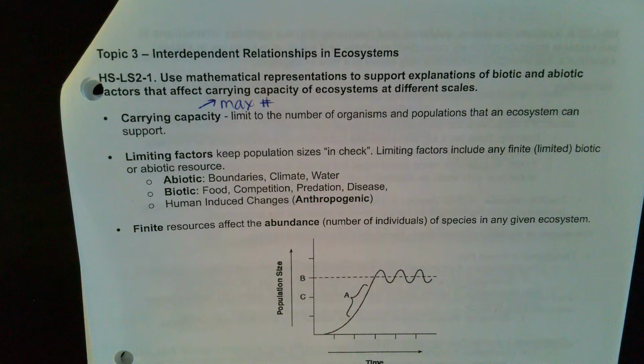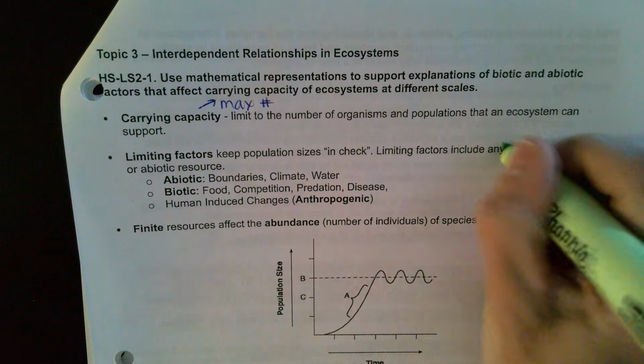All right, the limit to the number of organisms in a population that an ecosystem can support. Limiting factors keep population sizes in check, aka they limit the population. Limiting factors include any finite biotic or abiotic resource.